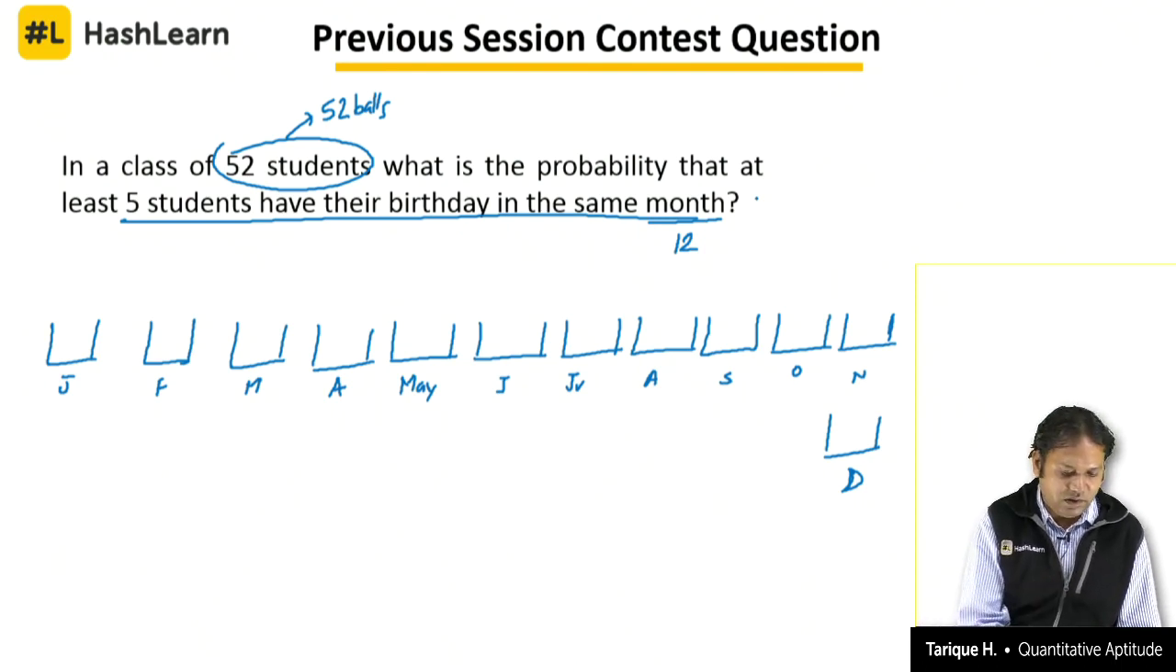Let us start from the first 12 students. So we will put one in each box. Okay, let us say 12 students are there. Now each box contains 1 ball, and then all the students have their birthday in different months.